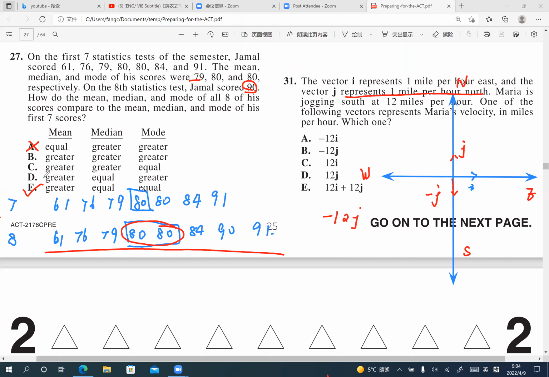Since j represents 1 mile per hour north, therefore negative j represents 1 mile per hour south. And Maria's velocity is 12 miles per hour. Therefore, we use negative 12j to represent 12 miles per hour south. So we should choose option B.